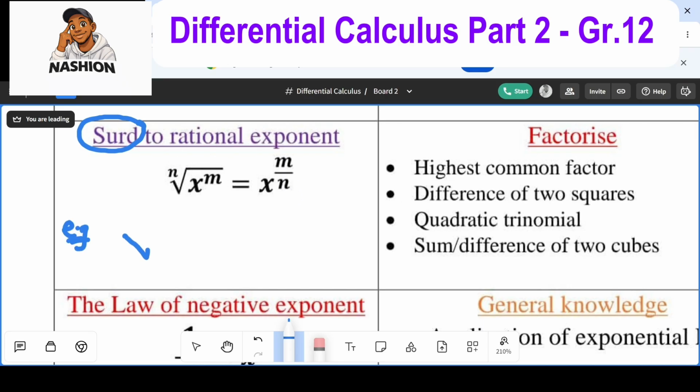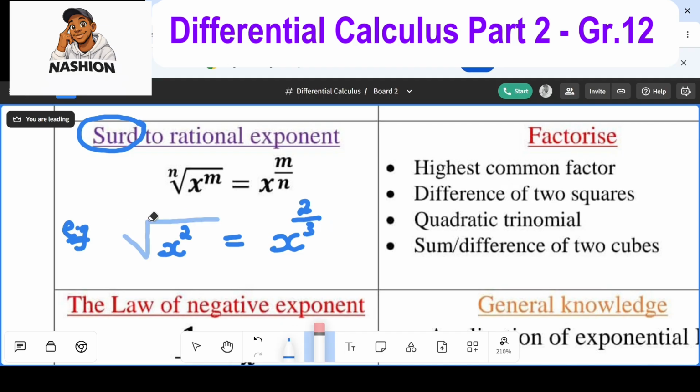Let's say we are given a cube root of x to the power 2. We can convert this into a rational exponent. Remember, rational means a fractional exponent. So we write it as x to the power 2 over 3. What's inside is 2. That will go to the numerator, the top part of the fraction. And then what's outside is 3, which will go to the bottom part of the fraction.